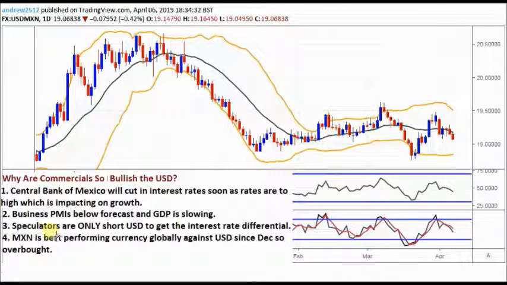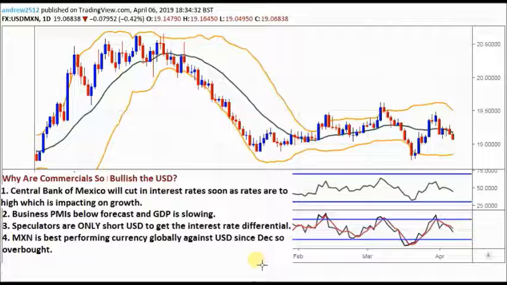And that's the only reason speculators are short the USD. If you short the USD and long the MXN, you get the differential between the two rates. It's very good, okay? Now, we know also that the Mexican peso is the best performing currency globally against the USD since December, so it's very overbought as well. Commercials have seen this. They've gone heavily long the USD, and the speculators are, of course, heavily short.